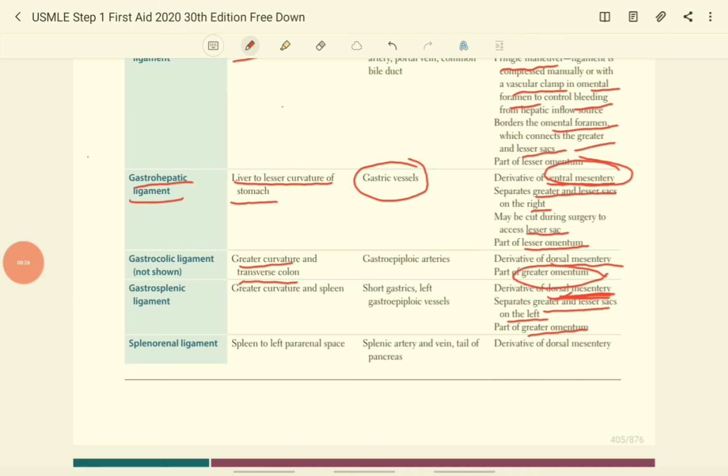In the case of the splenorenal ligament, it connects the spleen to the left pararenal space, and contains the splenic artery and vein, and the tail of the pancreas. The splenorenal ligament is a derivative of the dorsal mesentery.